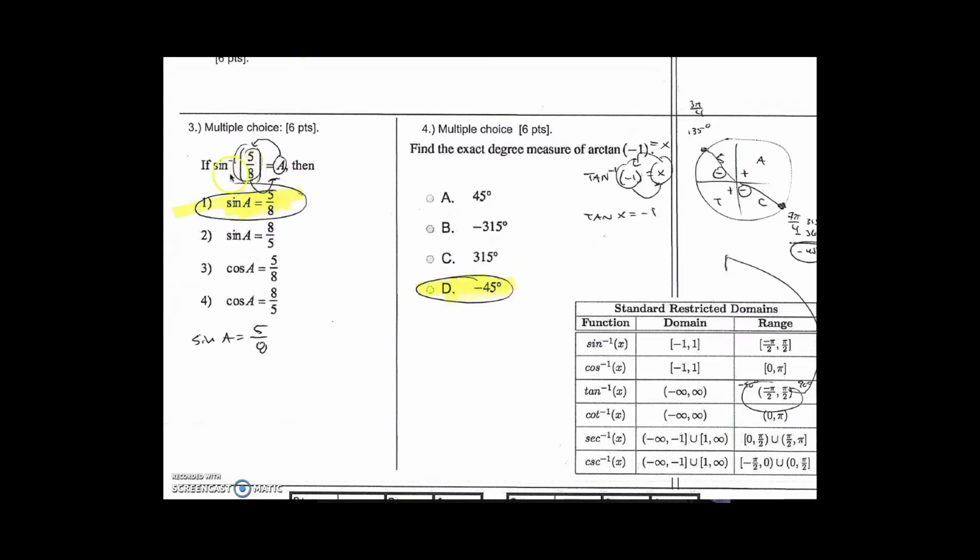Question number 3, if inverse sine of 5/8 equals A, then blank. So here capital A is an angle, and it's telling you we need to find an angle based off of the two sides. The two sides I have are from sine. So if I just take the inverse, remember you're going to take the inverse sine off because you're switching it, then you have sine of A equals 5/8. That would be the first choice here.